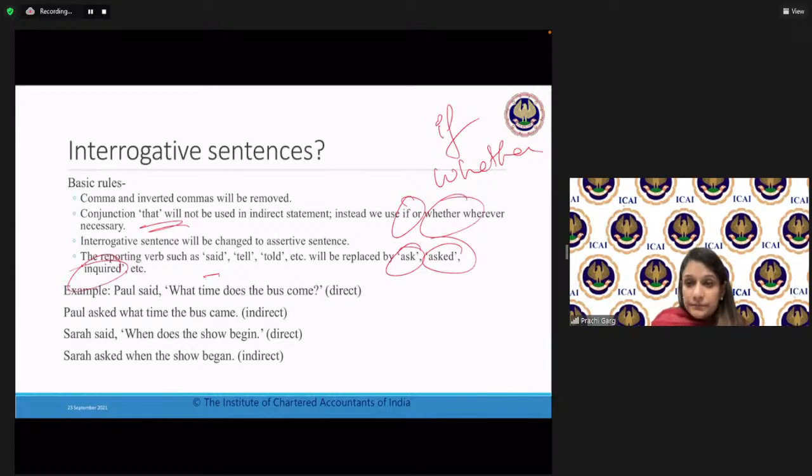Now, Paula said, what time does the bus come? Paula asked what time the bus came. The tense will change. The bus come will become came. Besides that, if or whether, nothing has to be used here. Sarah said, when does the show begin? Sarah asked when the show began. In this case, we don't need to use if or whether. These are different questions. So we just simply change the tense. That's it. Am I clear?